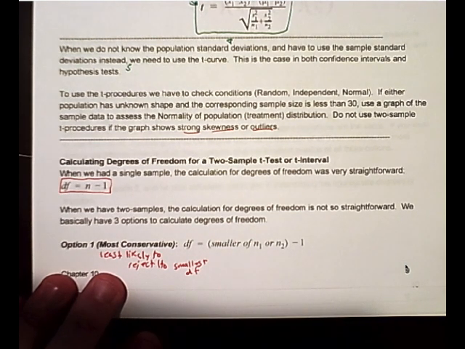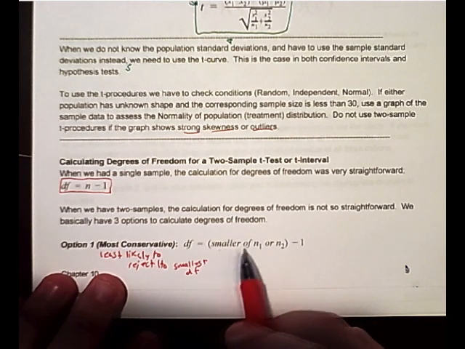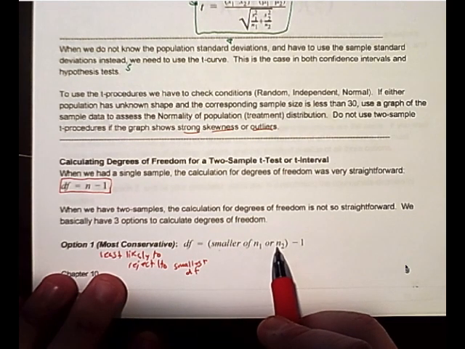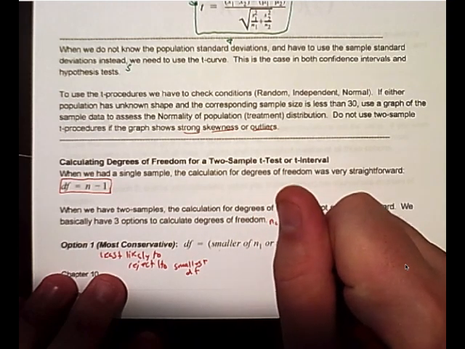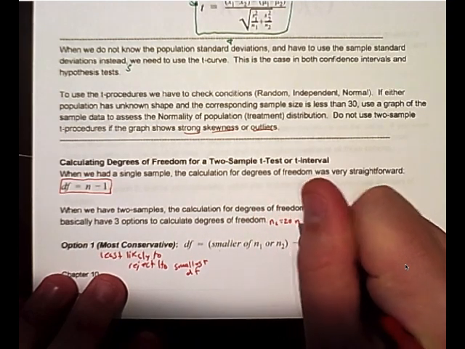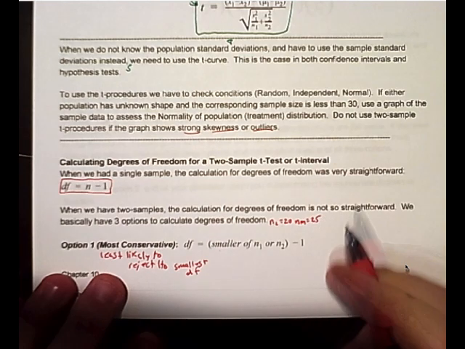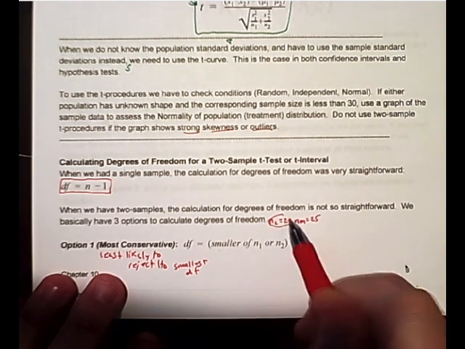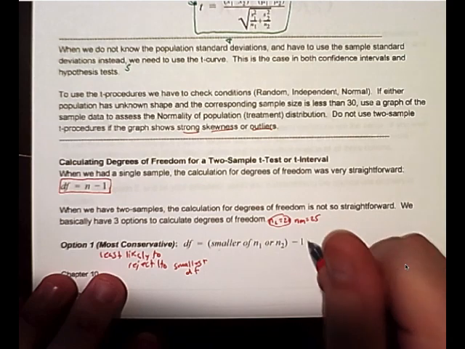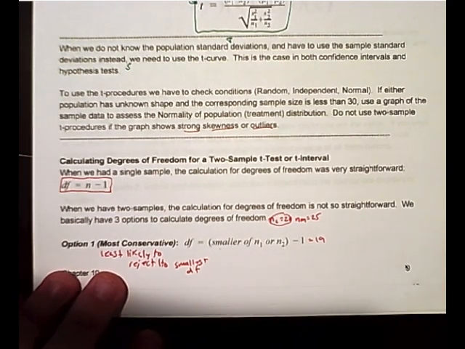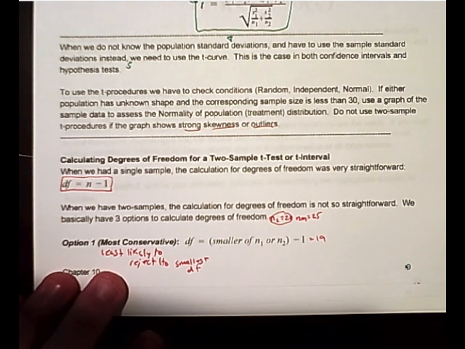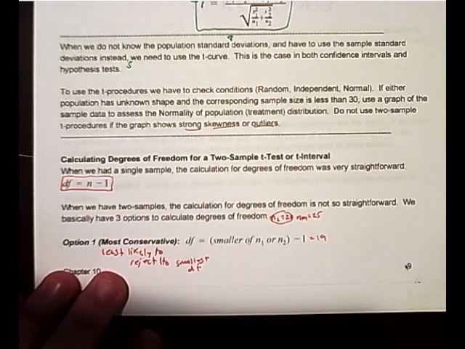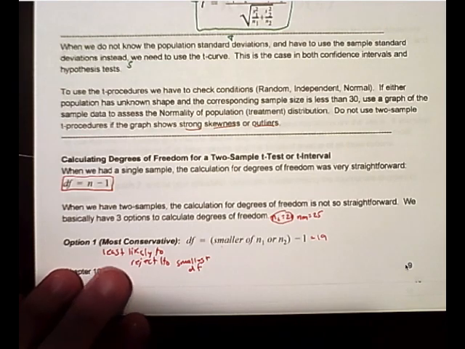I'll give you the smallest degrees of freedom. You take the smaller of n1 or n2. In the previous example, I think n_L was 20 and n_M was 25. You would take the smaller of those, which is 20, and subtract 1. In that case, you would get something like 19. So that's going to give you the smallest degrees of freedom if you use option 1. And it's up to you which one you use, by the way.